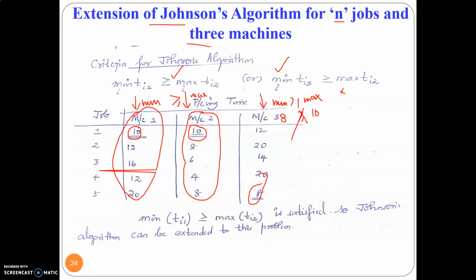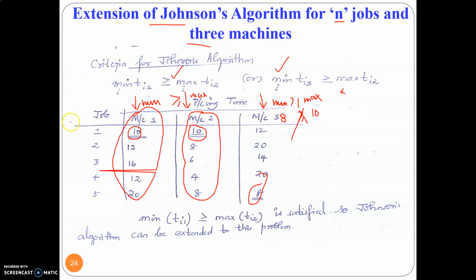Always make sure in the second column you find out the maximum value, and in the first and third column you find out the minimum value. The minimum value you find should be greater than or equal to the maximum value you have determined. If any one criteria is satisfied, you can apply the Johnson's algorithm.